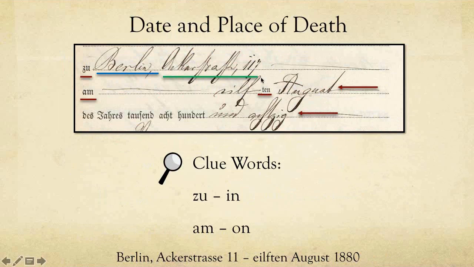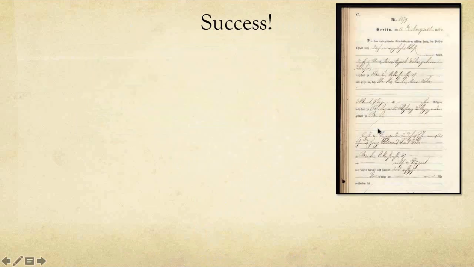And again, underlined in green is going to be our street name. The word Strasse is the word for street. So you have an actual address where she died that you could then look up or maybe even go visit. So that certificate was a breeze.